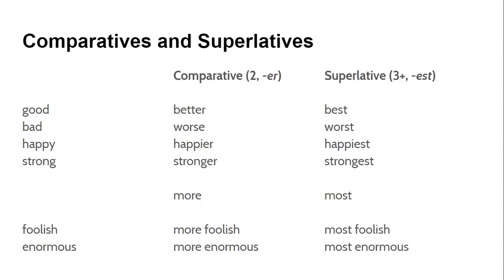Now, some of the longer adjectives won't take those endings, but that's okay because we can just use the words more and most to have the same effect. Foolish, more foolish, most foolish. Enormous, more enormous, most enormous. Enormous means really big.